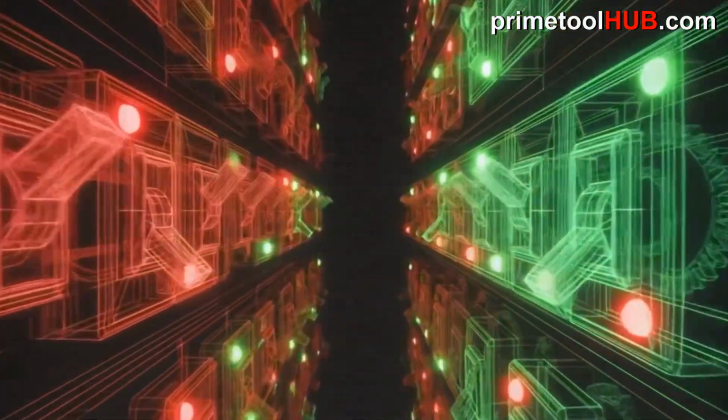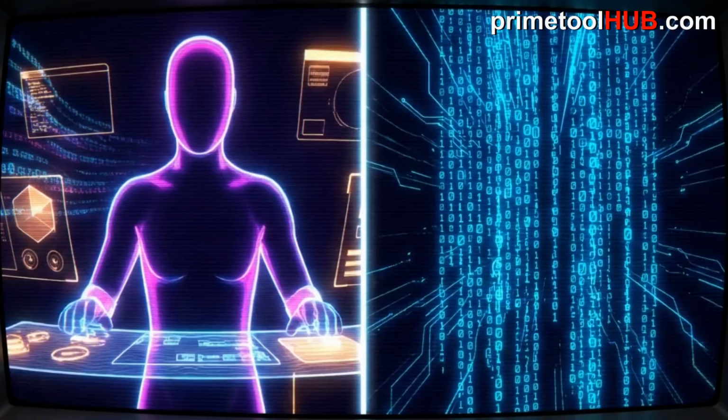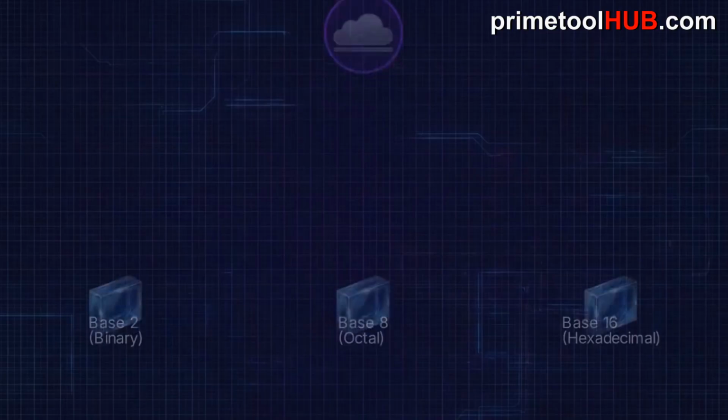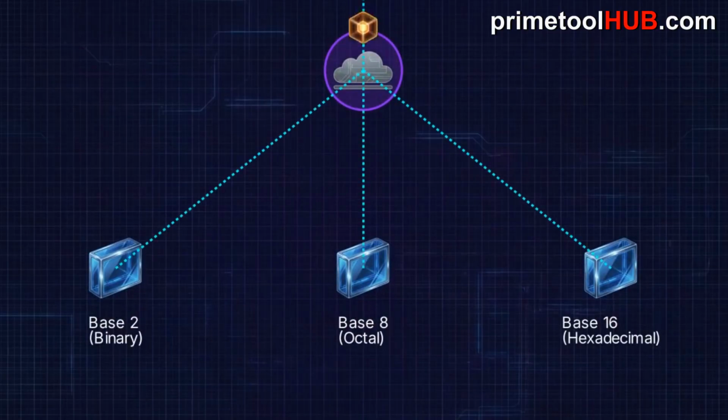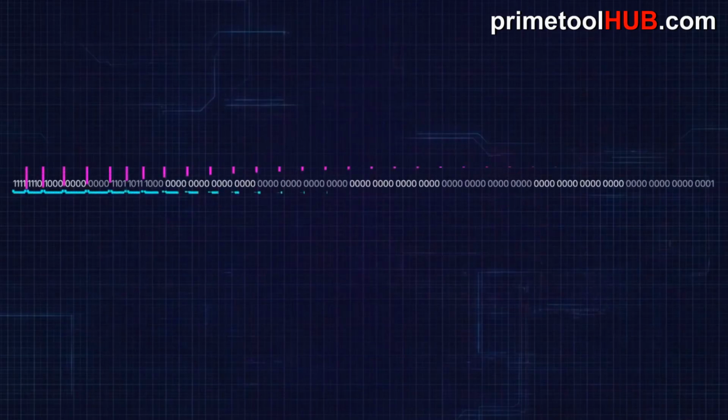Humans count in decimal, but at the hardware level, computers only understand electrical signals flipping on or off. Software developers and network engineers are forced to bridge this gap, constantly translating human logic into raw binary, octal, and hexadecimal formats. This diagram shows a 128-bit IPv6 address.